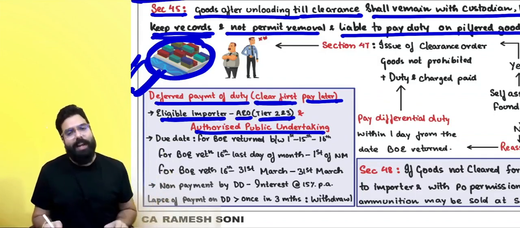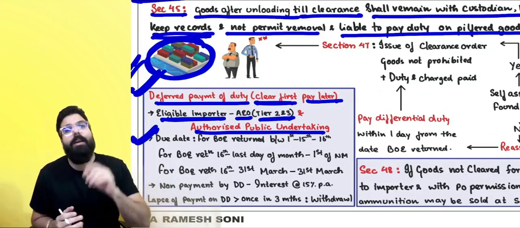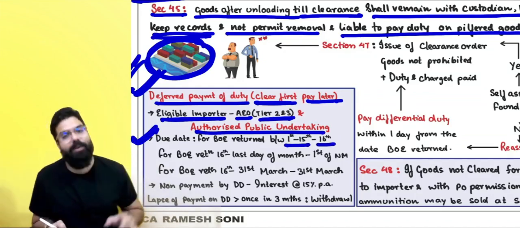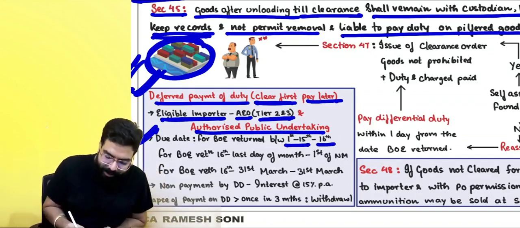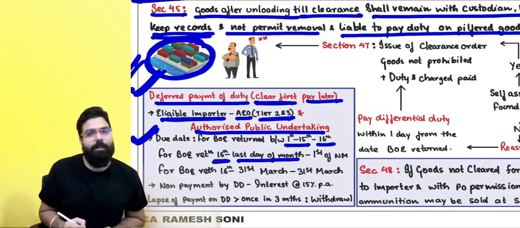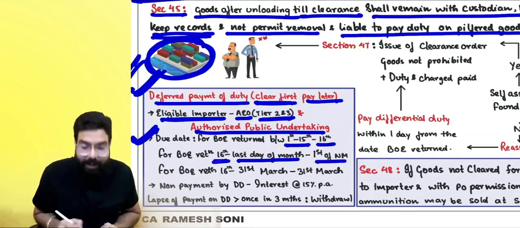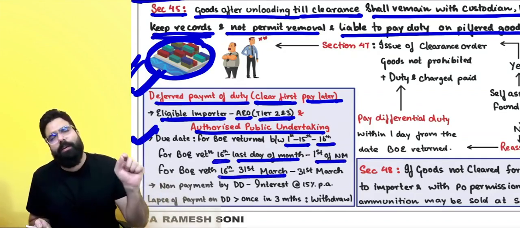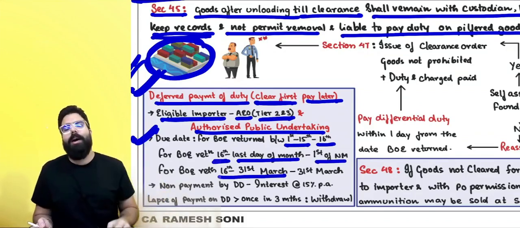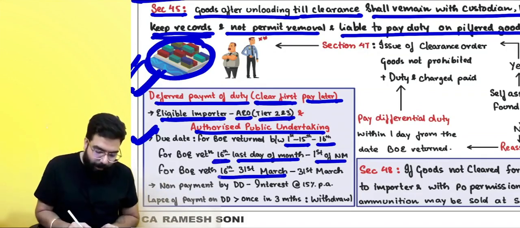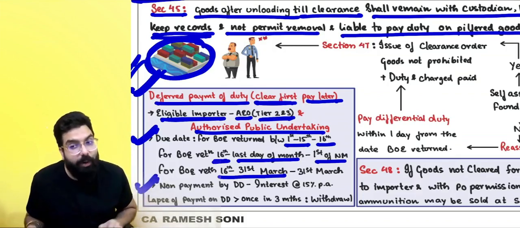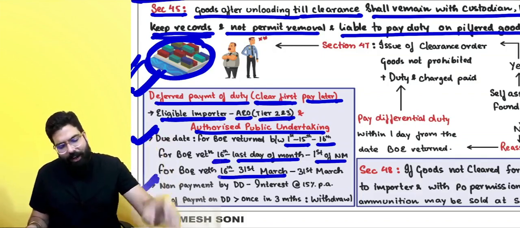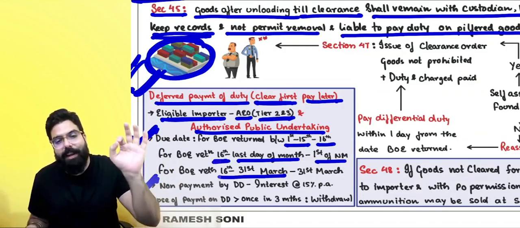Sir, what is the due date for making the payment? For bills of entry filed between 1st to 15th, the 16th is the due date. For bills of entry filed between 16th to the last of the month, the 1st of the next month is the due date. For bills of entry filed between 16th to 31st March, 31st March is the due date. Always remember, if you don't pay on the due date, interest at the rate of 15% per annum shall be charged.